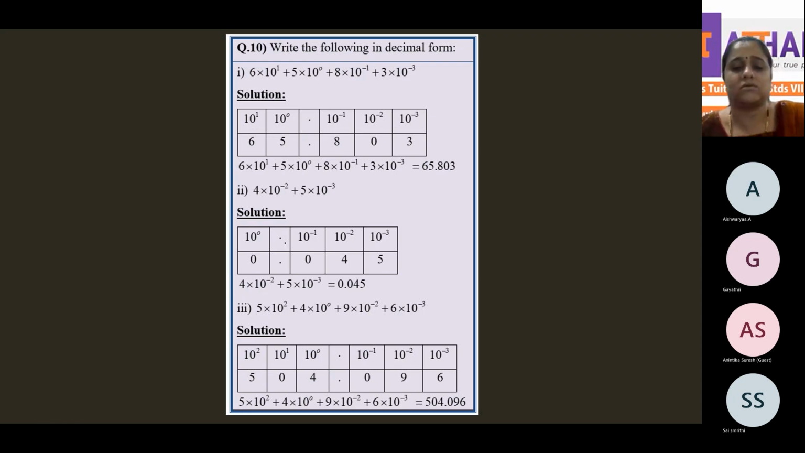Yes, ma'am. Okay. All right, children. Thank you. So here we have nothing. So 0 point. Here also we have nothing. Meaning in this place value 10 to the power minus 1, we don't find any digit. So 0. Then here 4. Here 5. So the number is 0.045.